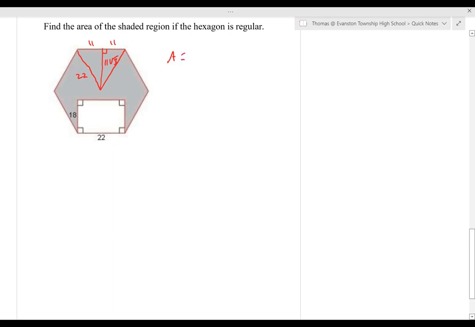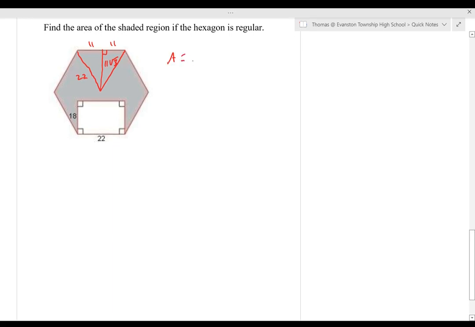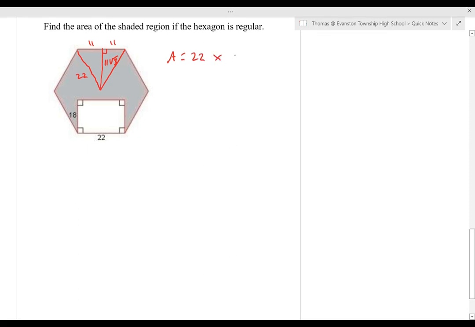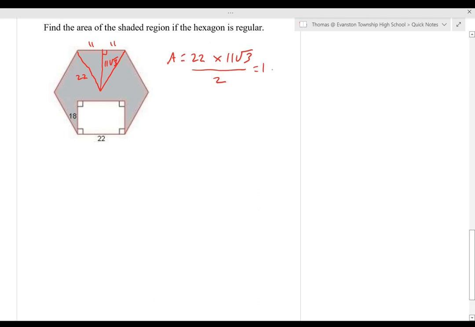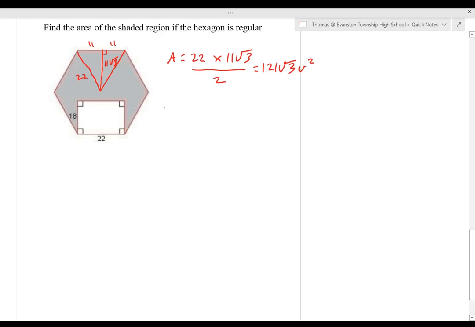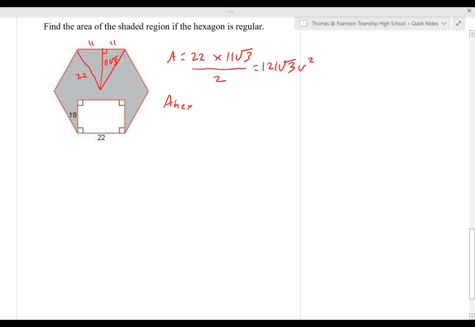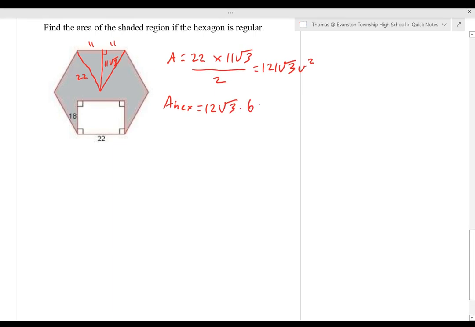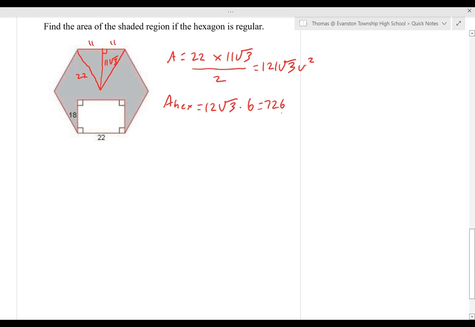So the area of one of the triangles is going to be 22 times 11 square root of 3 divided by 2, base times height divided by 2, which equals 121 square root of 3 units squared. The area of the hexagon will be 121 square root of 3 times our 6 sides, which gets us 726 square root of 3 units squared.